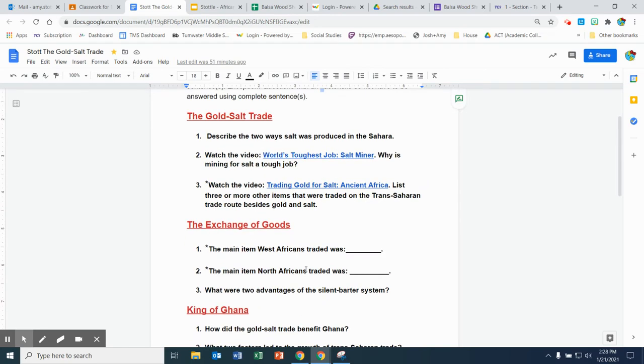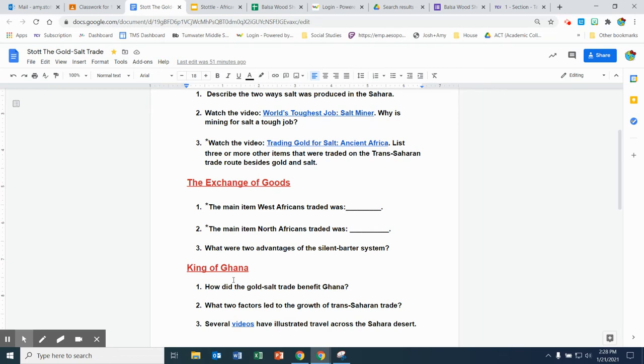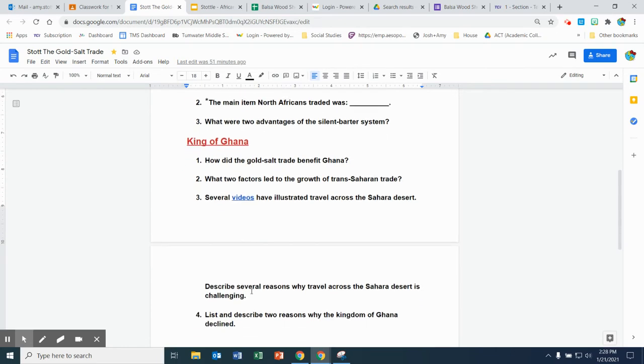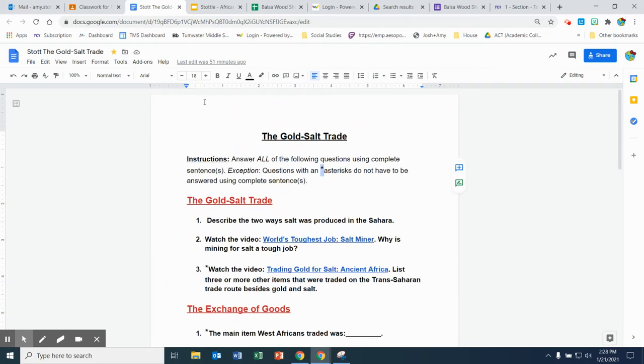Then you're going to go to the slide that says exchange of goods, and you're going to answer the question that has the asterisk, which again is only a one-word answer, so that's pretty easy, and then explain the advantages of silent barter. There is a video that you need to watch on that page as well. Then you're going to go to the slide about the King of Ghana and answer these four questions. Keep in mind, if it says list and describe, describing is more than listing. Listing is just like giving the answer, describing is explaining the answer.